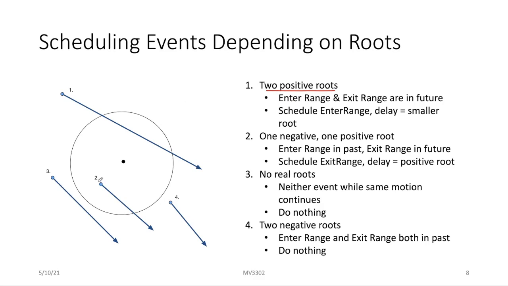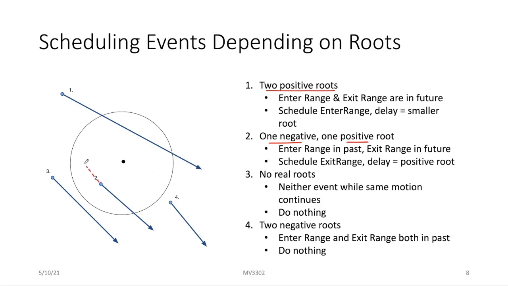Okay, so let's look at number two. That's labeled here. So number two is the situation where we start off inside the sensor's range, and we start moving, and then we'll eventually leave. We can identify that when we have one negative root and one positive root. Okay, so how does that work?